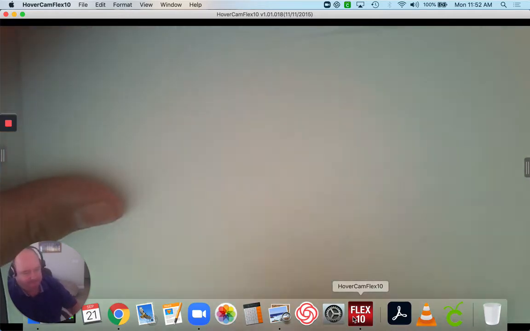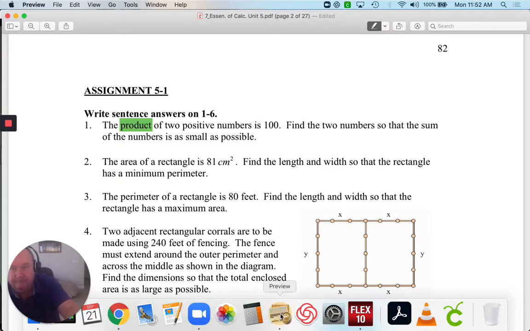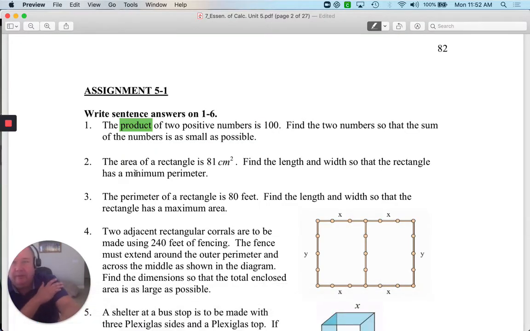Number 3. Okay, number 3, the perimeter of a rectangle is 80. L is length, W is width, and it tells me the perimeter, so 2L plus 2W is equal to 80. Find the length and width so that the rectangle has a maximum area.